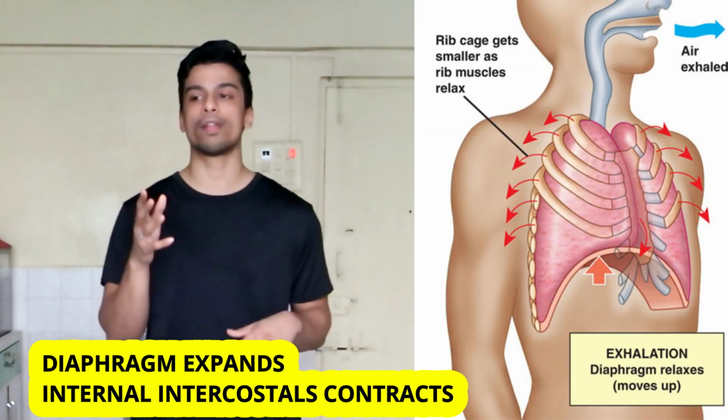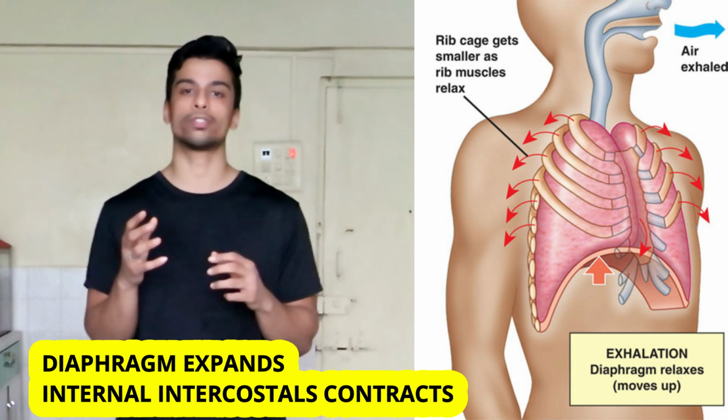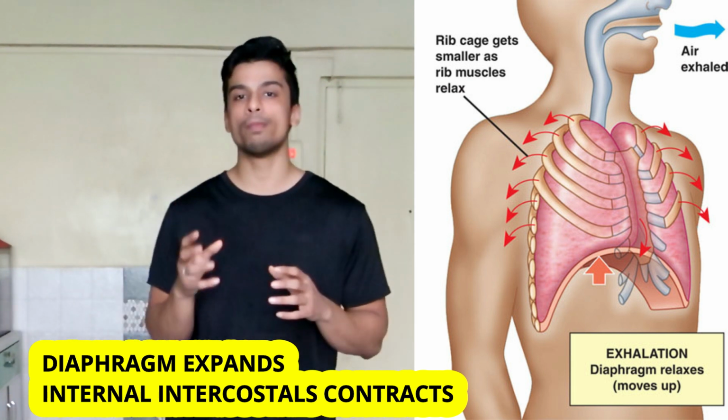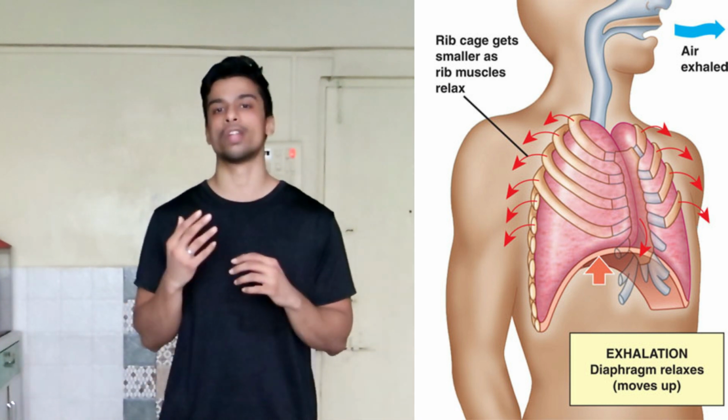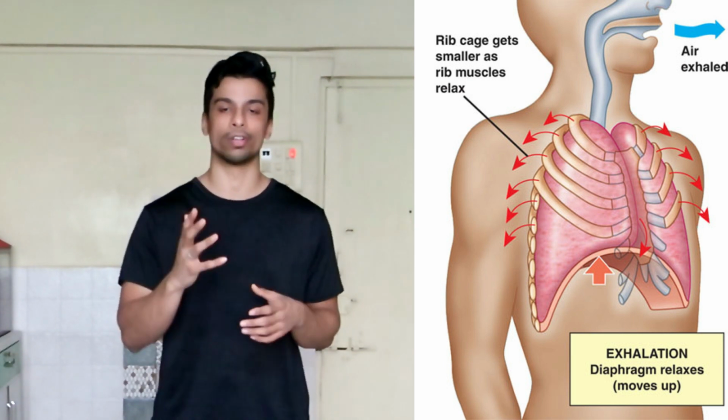And as you exhale, the diaphragm muscles relax and the internal intercostal muscles contract, thus reducing the volume of the ribcage so that the air moves from the high pressure region to the low pressure region, that is outside our body, and this is how exhalation occurs.